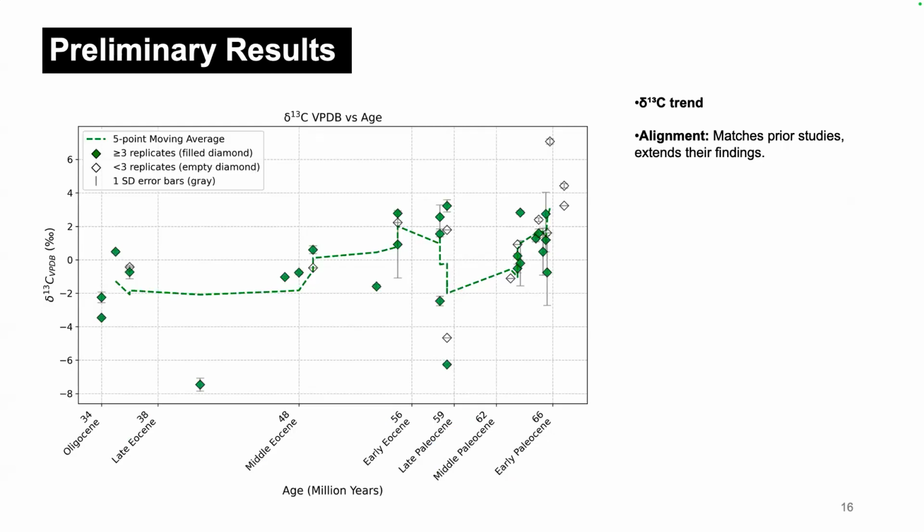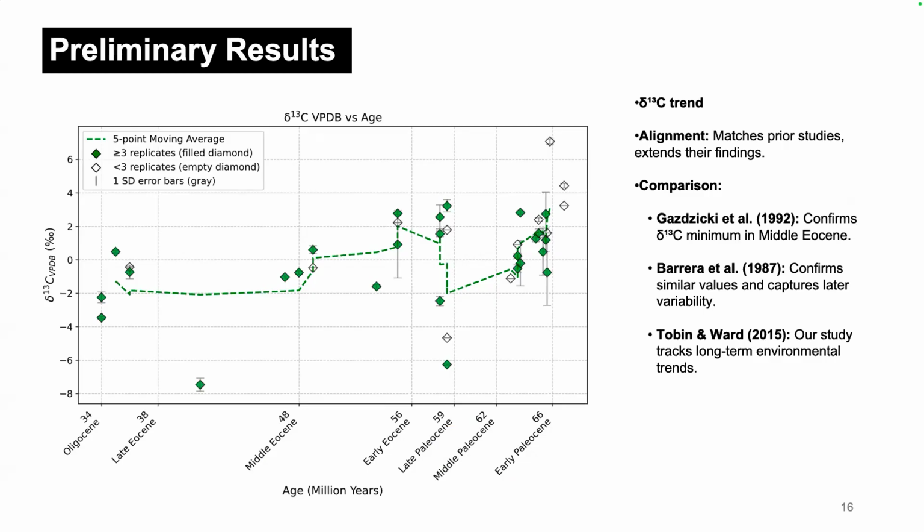Kaczynski reported a negative shift in the middle Eocene, which matches our data and supports the hypothesis that enhanced ocean mixing disrupted the carbon cycle. Our results build on the work of Barrera et al., confirming delta 13C values fluctuating between -2 and +2 per mil VPDB from the late Campanian to the early Paleocene, while capturing additional variability later in the Eocene that the previous studies did not document.